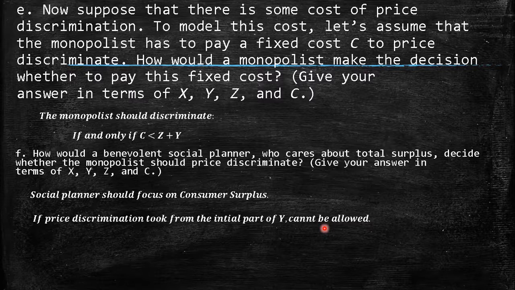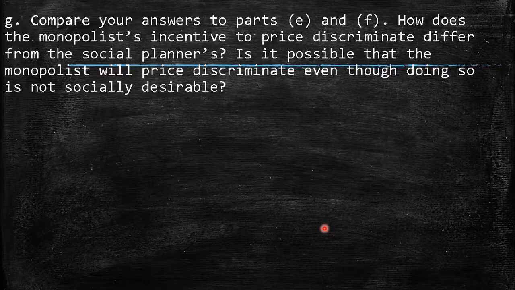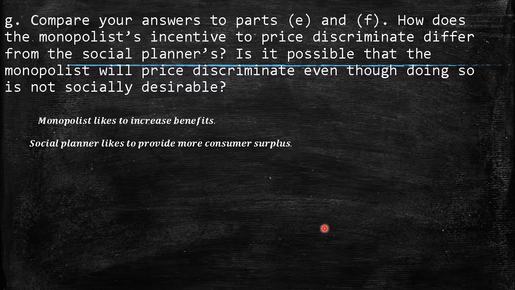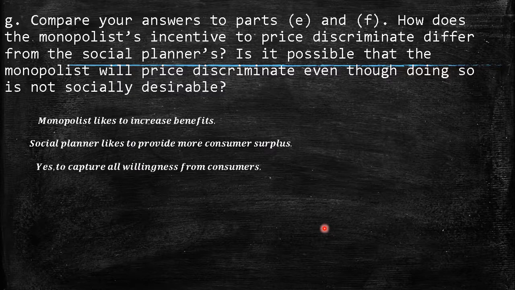The idea is to decide whether the monopolist should price discriminate. It should be the case where, when they discriminate, they don't affect the consumer surplus. And the last question says, compare your answers to parts E and F. How does the monopolist's incentive to price discriminate differ from the social planner's? It is possible that the monopolist will price discriminate even though doing so is not socially desirable. The monopolist likes to increase profits, and the social planner likes to provide more consumer surplus.